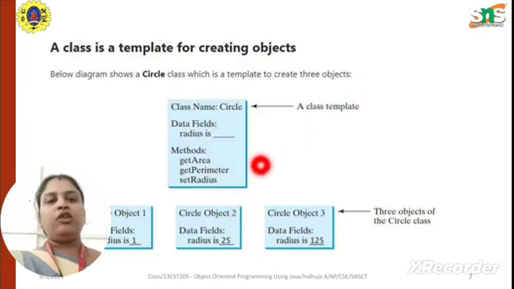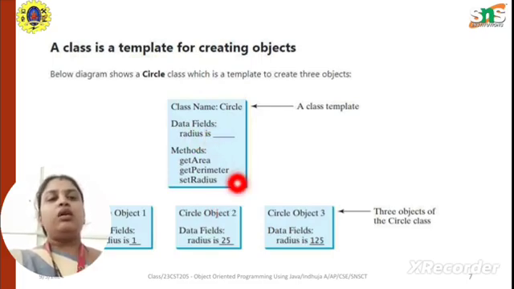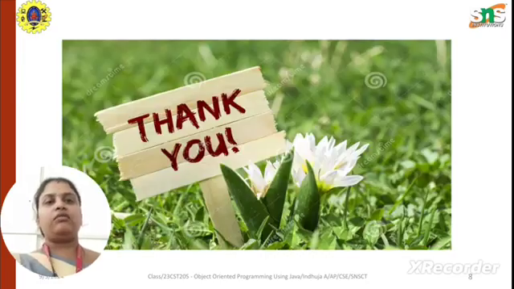Next we are going to create a second object called object 2 for the same class circle, and here we are going to set the value 25 to this variable radius. Again we are creating object 3 and setting a value of 125 to the data field radius of the same class. So here we have only one class and we can create more than one object for the same class. Likewise we can create more than one object for a single class itself. Thank you.